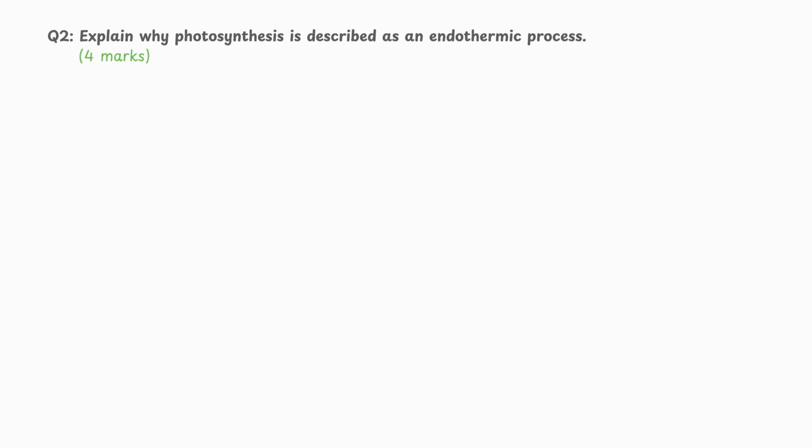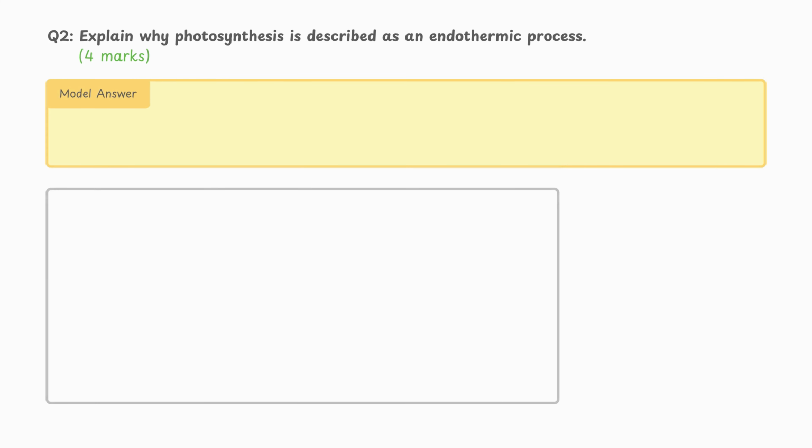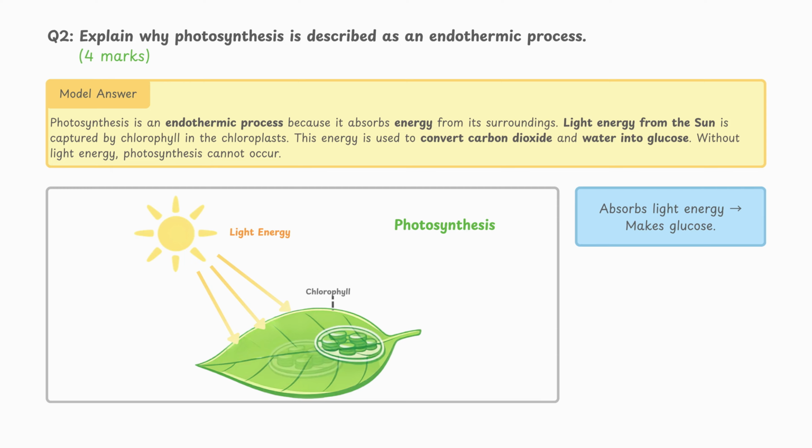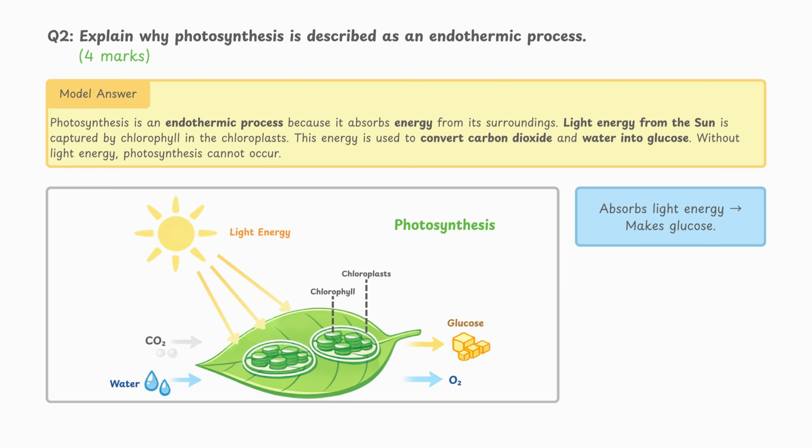Question number 2. Explain why photosynthesis is described as an endothermic process. Photosynthesis is an endothermic process because it absorbs energy from its surroundings. Light energy from the sun is captured by chlorophyll in the chloroplasts. This energy is used to convert carbon dioxide and water into glucose. Without light energy, photosynthesis cannot occur.